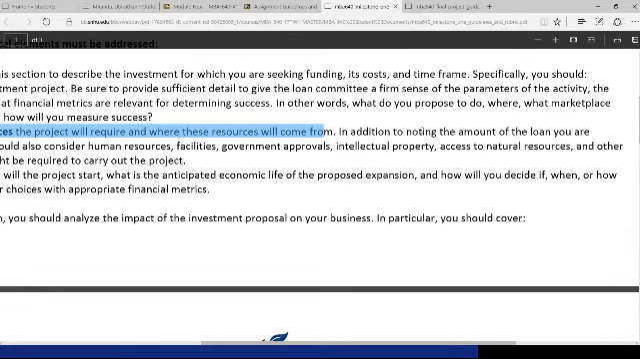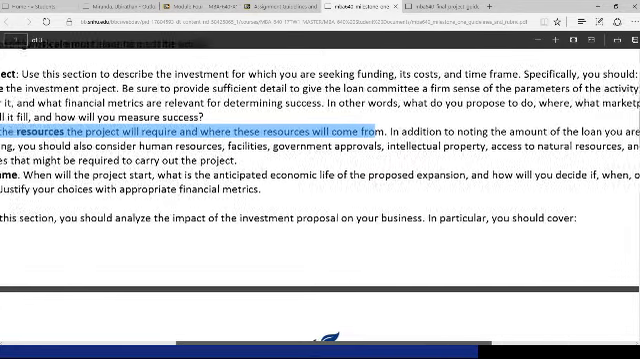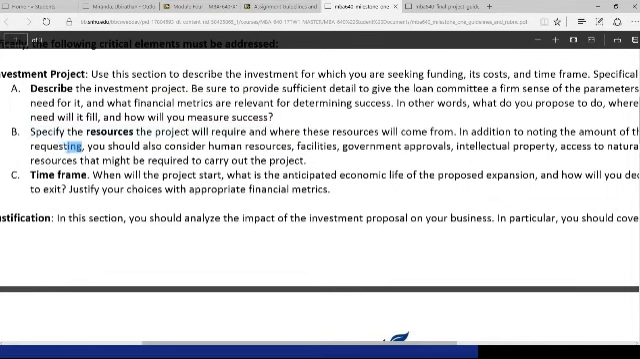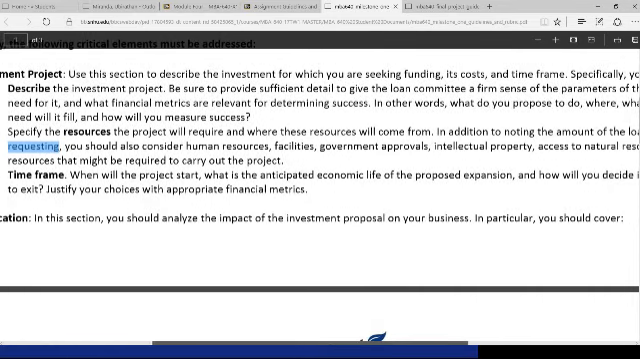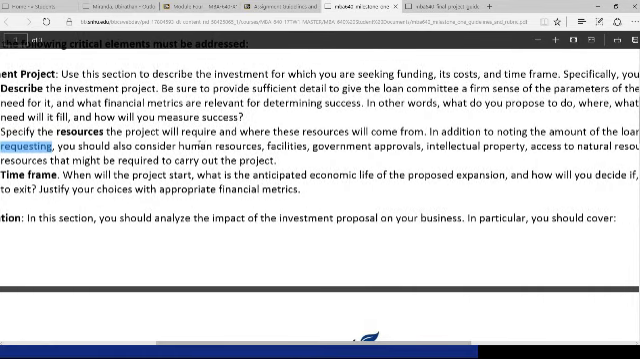In addition to noting the amount of the loan you are requesting. So again, these are in US dollars. Be very clear about how much money you're going to need, right? And again, you should also consider human resources. We talked about the facilities, government approvals. Oh my goodness. For those of you who are moving, particularly to Brazil, be ready to factor in a huge amount of time because the bureaucracy there is a killer. And in some countries, like Latin countries, Central American countries, the bureaucracy is endemic.